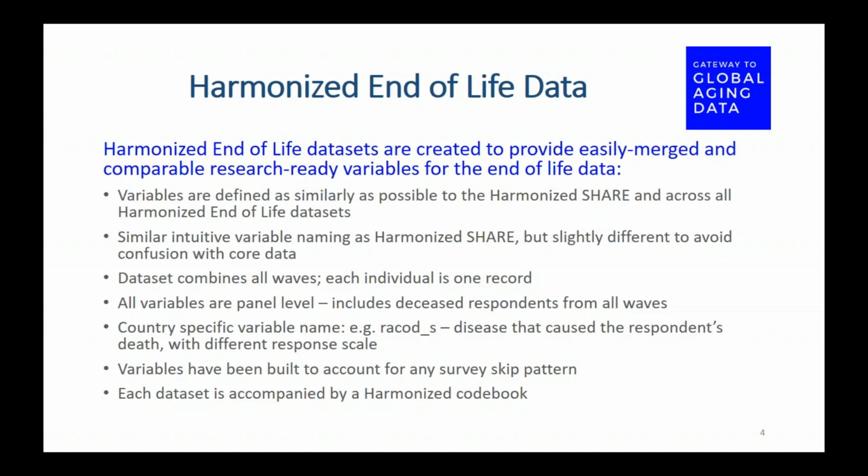So if there are questions that are asked, as we'll see in our example today, that are asked to the respondent throughout their lifetime, that same question might also be asked to the respondent, the proxy, who's responding about them in their end-of-life interview. So we try to name those variables similarly. We use the same intuitive variable naming convention as we talked about in the regular harmonized data. The data sets combine all waves together, and each individual is one record. And all variables are panel level.